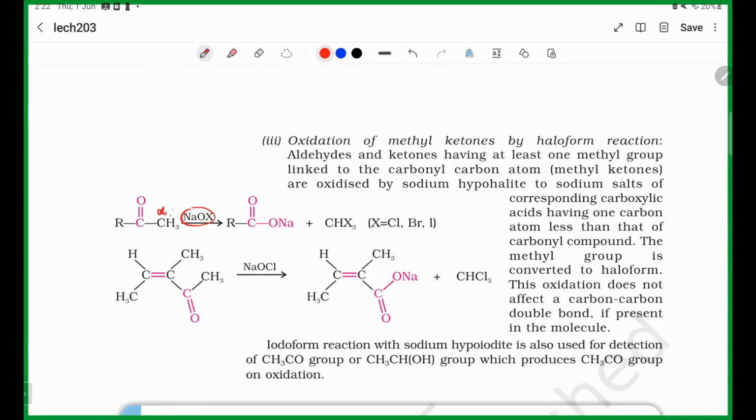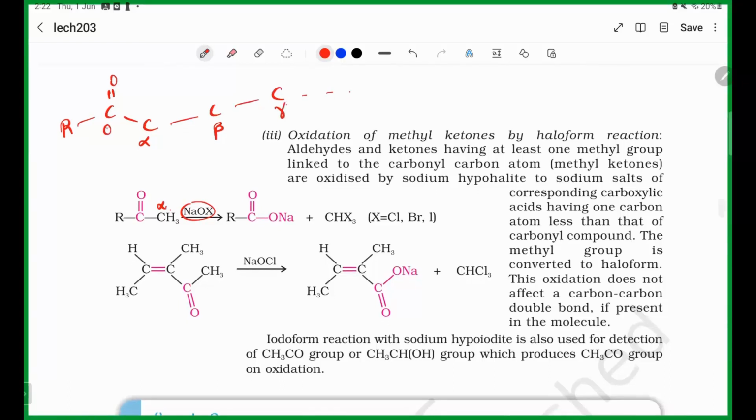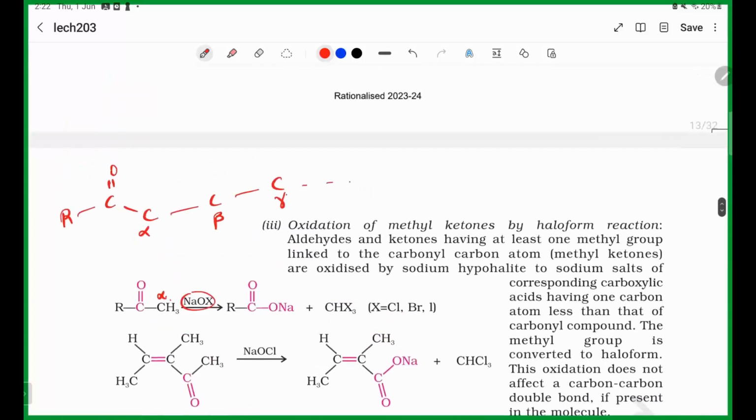By the way, these are called alpha carbons. Just for a small revision, this is called an alpha carbon, this is called a beta carbon, this is called a gamma carbon, and so on. Because this is a functional group, right? The functional group is assumed like a location zero.